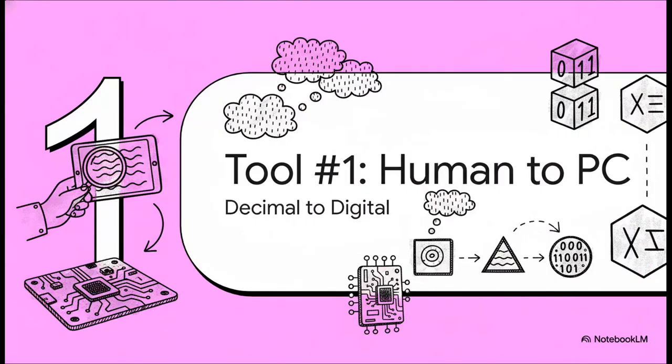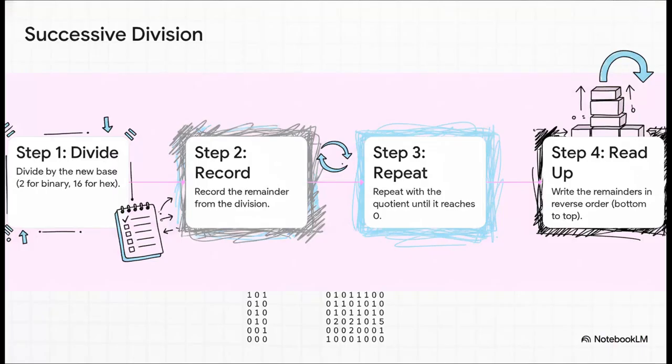So, let's open up our digital toolbox and grab the very first tool. This one is all about taking our numbers and teaching them to the computer. How do we translate a number we understand, like 192, into something a machine can process? The method we're going to use is called successive division. And trust me, it sounds way more complicated than it actually is. You literally just divide, write down the remainder, and do it again. The only real trick, the thing you have to remember, is that last step. You read your list of remainders from the bottom to the top. Let's see it in action.